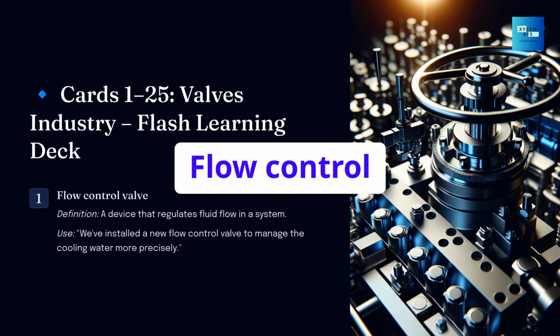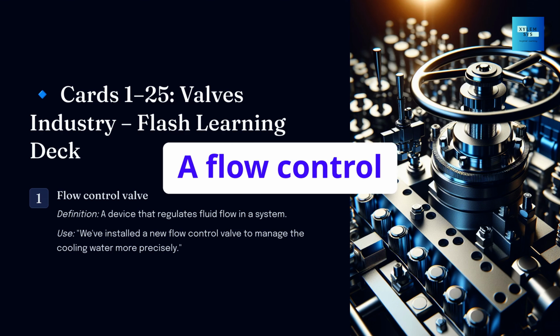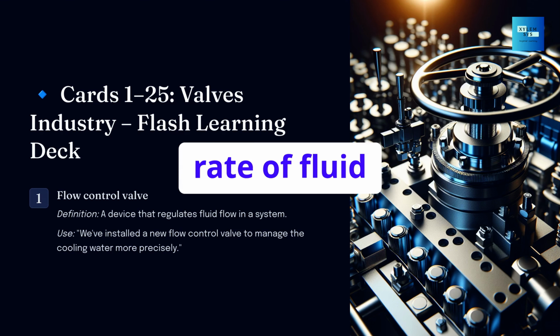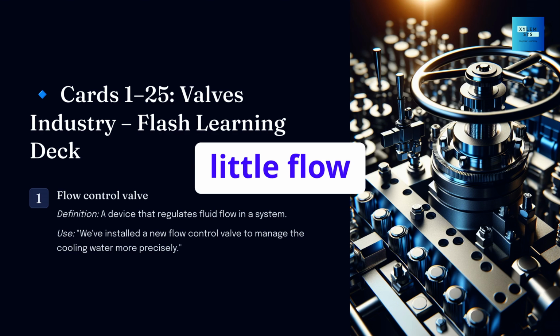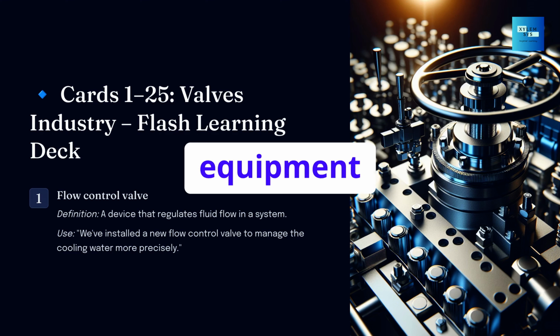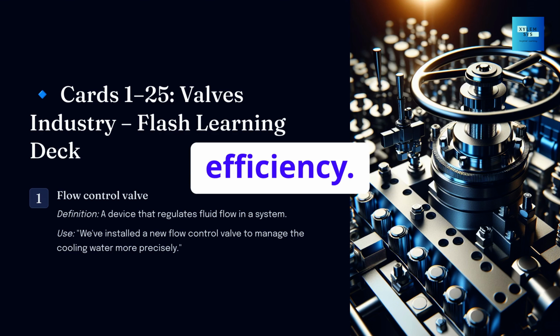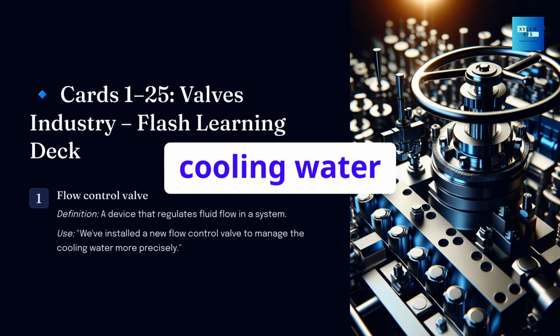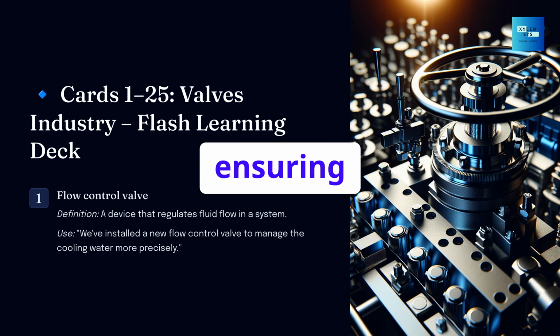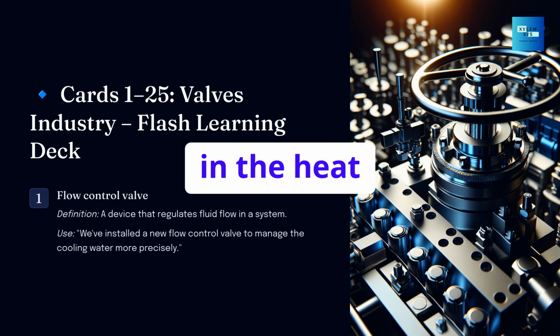1. Flow control valve. A flow control valve is used to regulate the rate of fluid flow in a pipeline. It's crucial in process industries where too much or too little flow can affect product quality, equipment safety, or operational efficiency. For instance, we've installed a new flow control valve to manage the cooling water more precisely, ensuring consistent temperature control in the heat exchanger.